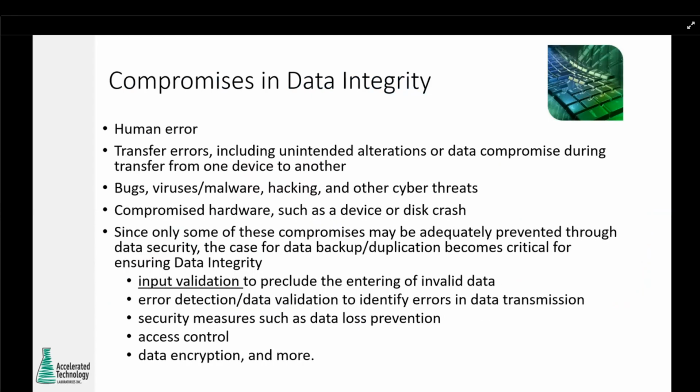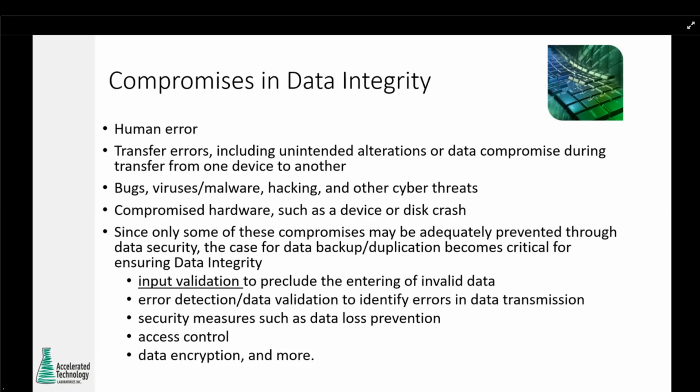Now, if we take a look at some compromises in data integrity, how do these occur? Well, it can be human error. It can be transfer errors if people are cutting and pasting, or it could be accidental changing of numbers. If they're in a mode where they can accidentally hit the keyboard and change a value, it could be due to bugs or viruses or other cyber threats. It could be a disk crash or other hardware failure.